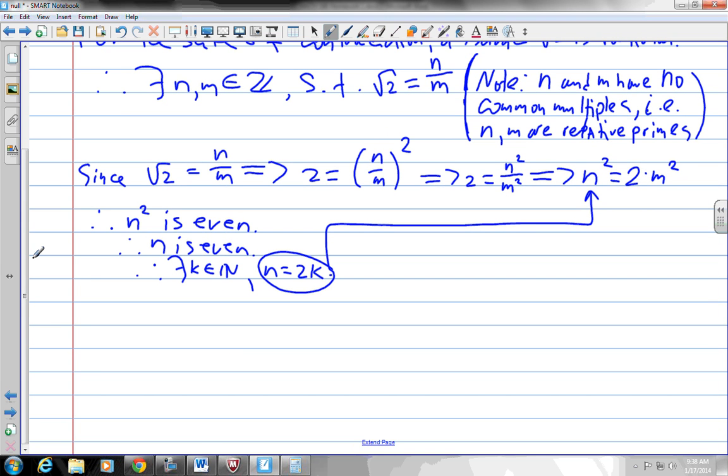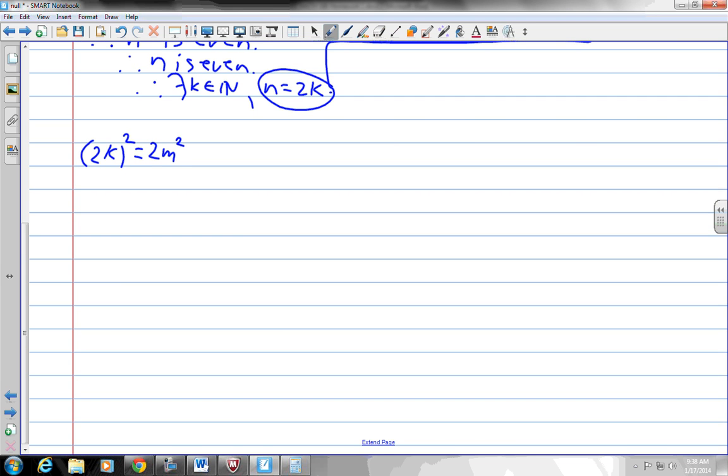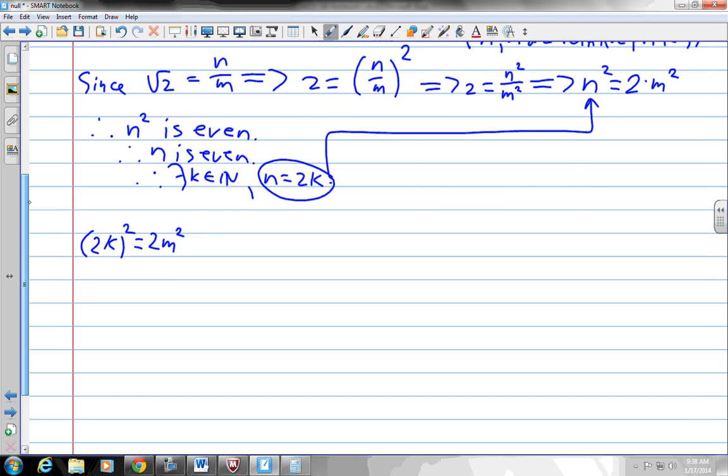So anyways, if I take 2k and plug it in for n, we'll get 2k squared equals 2m squared, right? I just replaced, in that statement on the right, n squared with 2k squared. Is that okay? So if I take it further, this is 4k squared equals 2m squared. Is that okay? So divide both sides by 2. I'm getting m squared equals 2k squared.